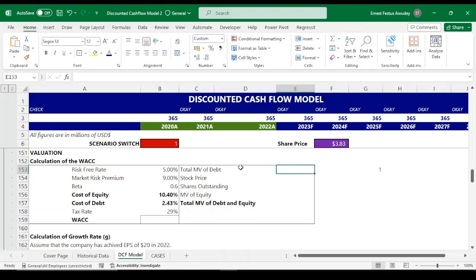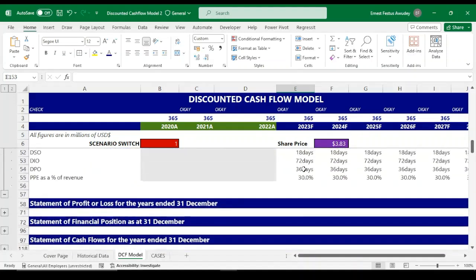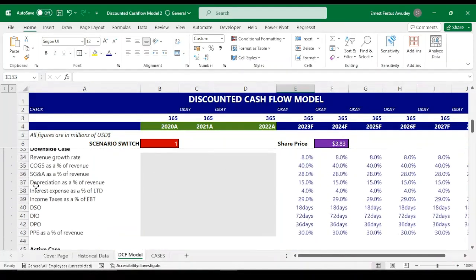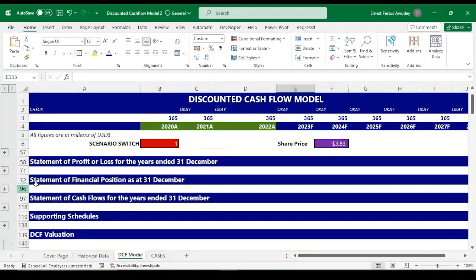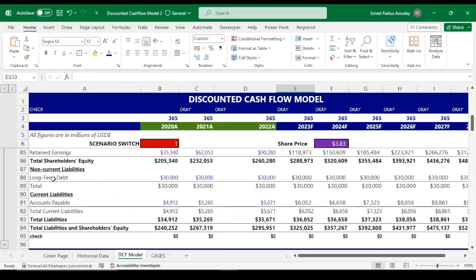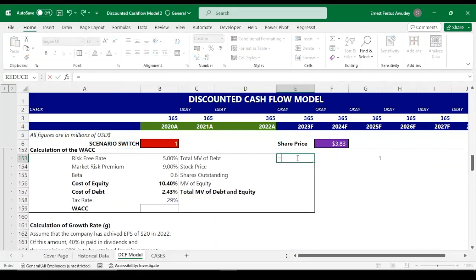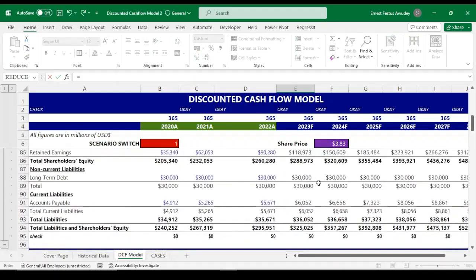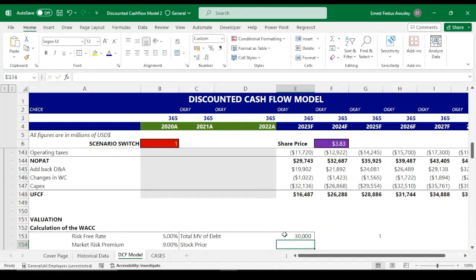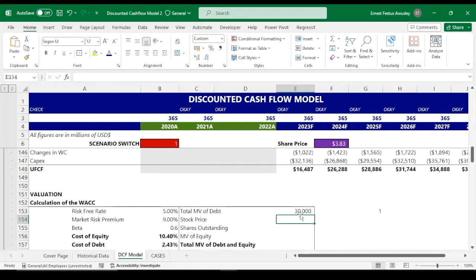So I'll come here. What's the market value of our debt? The market value of our debt is simply the total long-term debt we have in our statement of financial position. So let me expand my statement of financial position, and then we can see long-term debt here as 30,000. So quickly I can just come here and link that up. Because it's constant throughout the years, I can just link one of the figures there. All right, so that's 30,000.